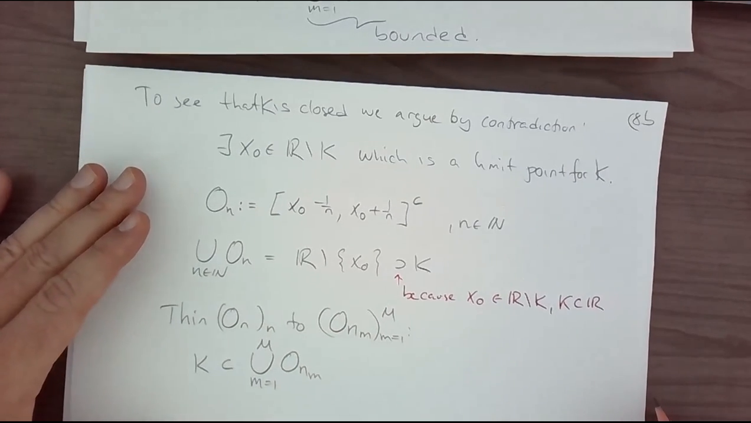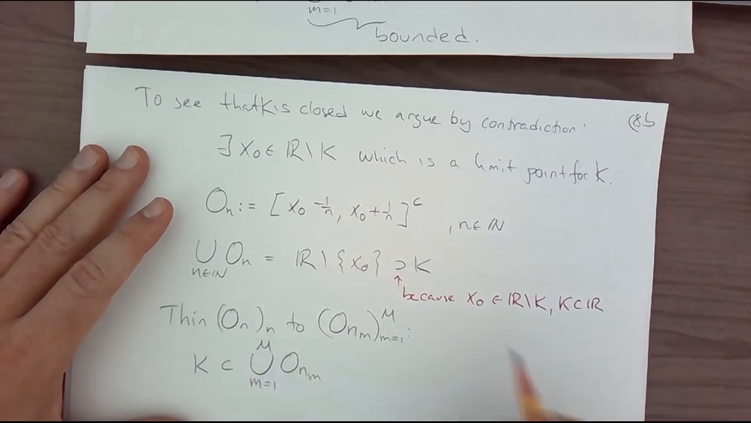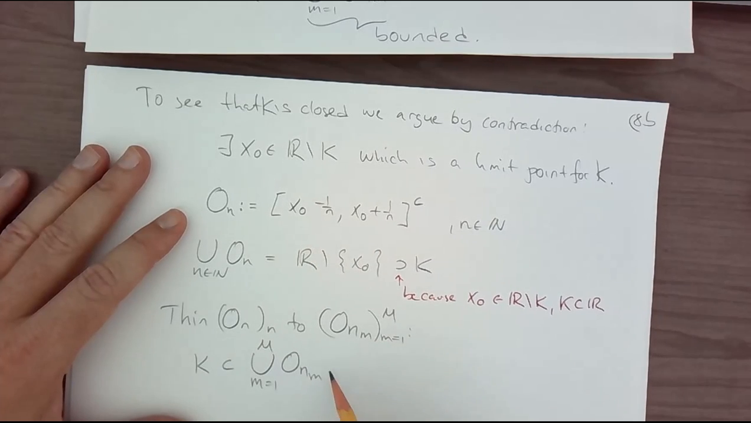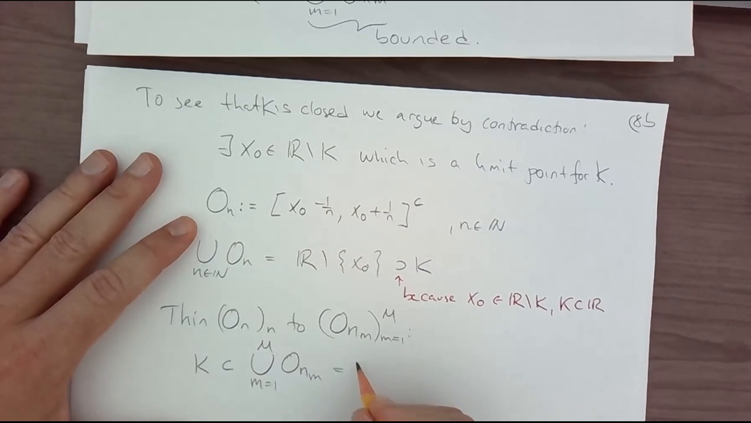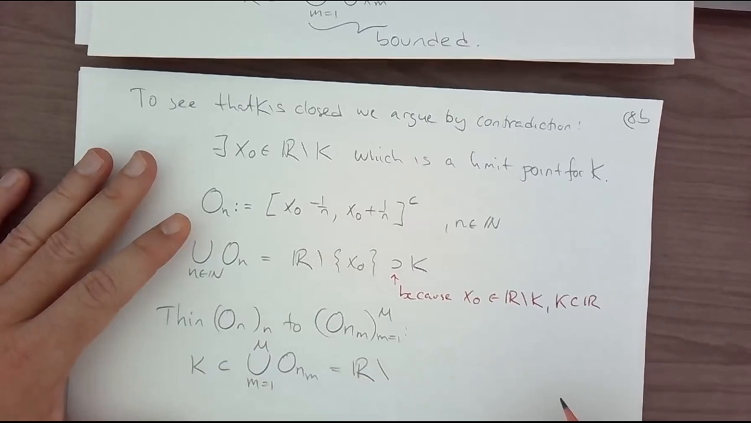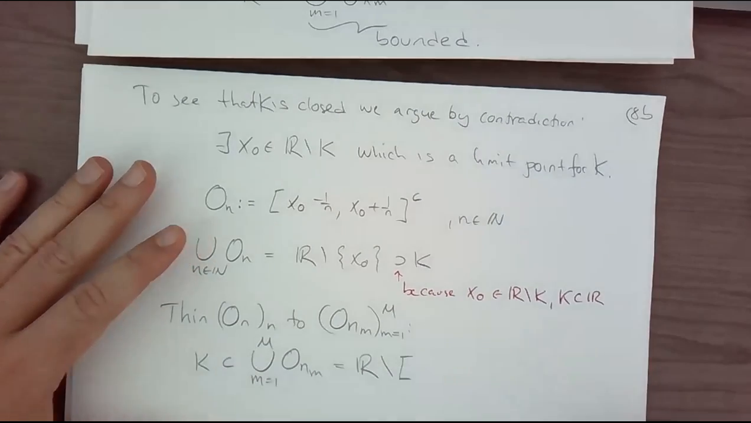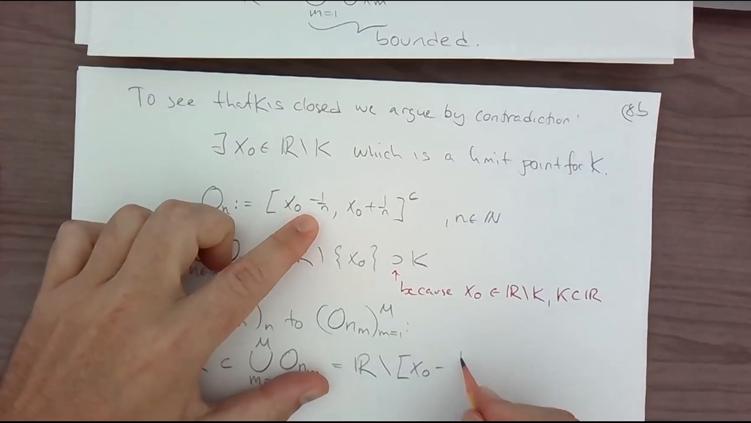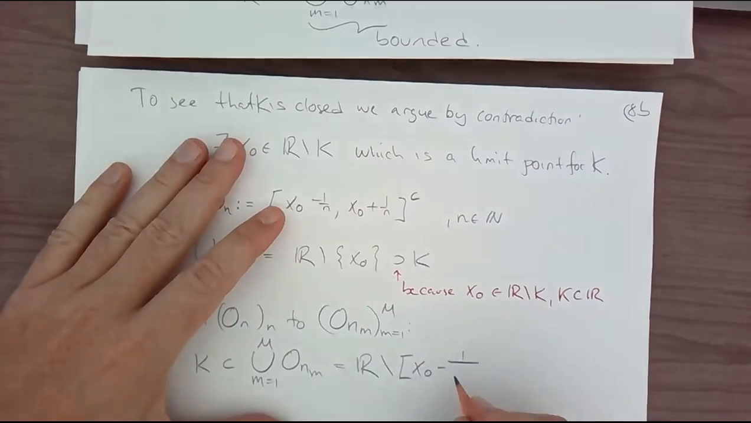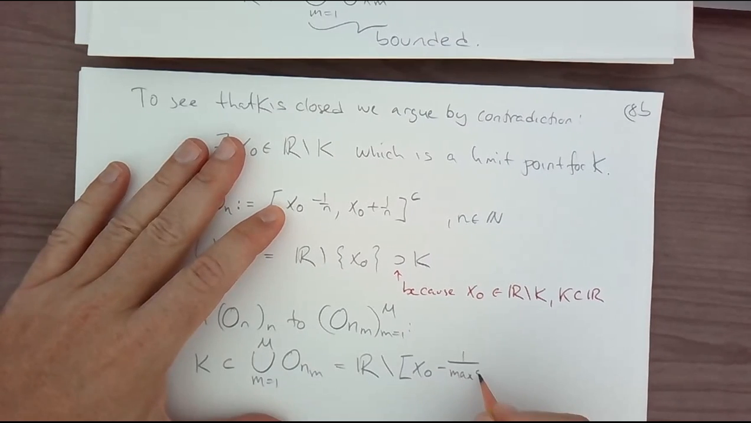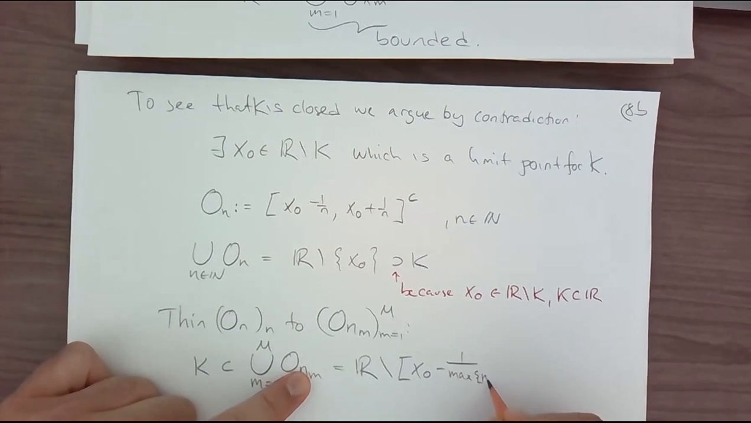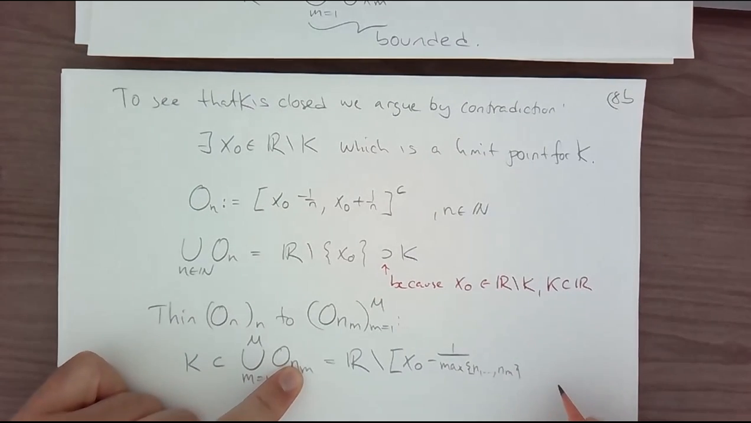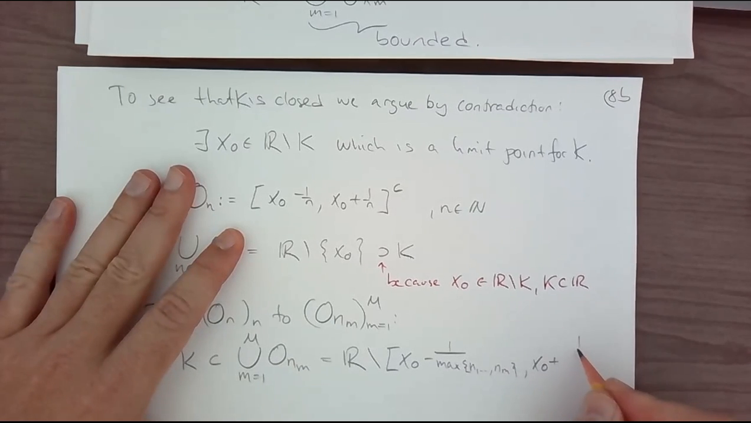And what are they going to be? Well, we have a formula for this thing. This is equal to R less the interval from x0 minus 1 over the maximum of these n1 up to nm, we've had that in class at some point too, and then x0 plus the same thing.